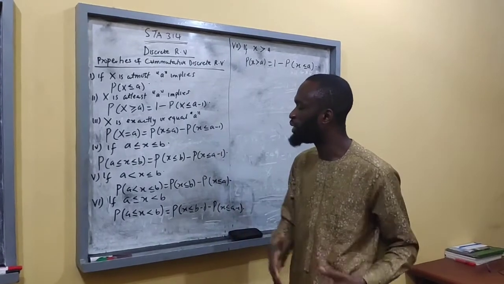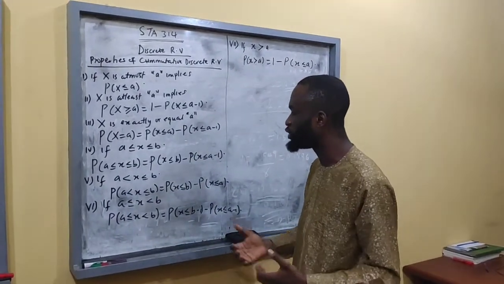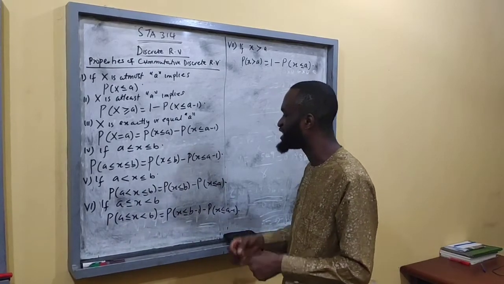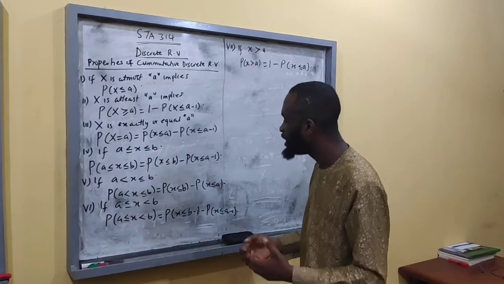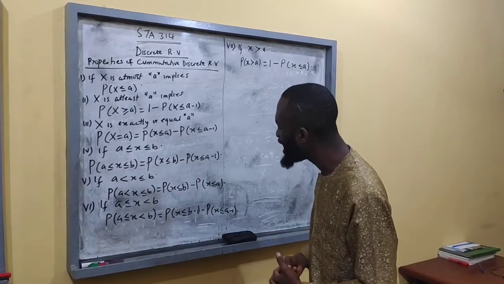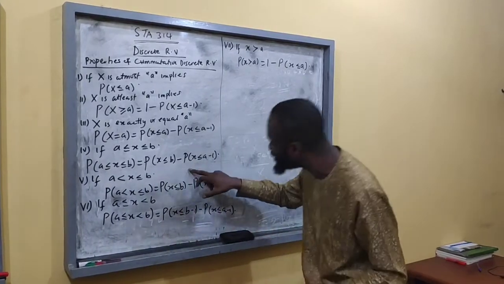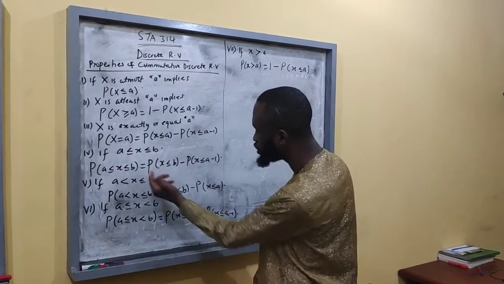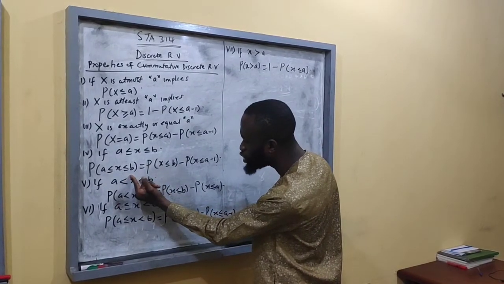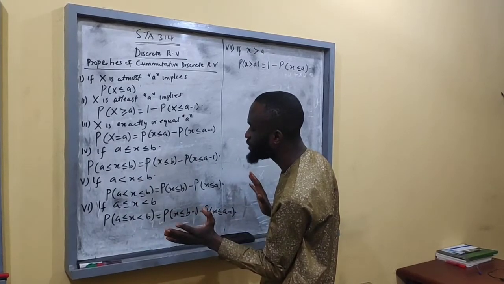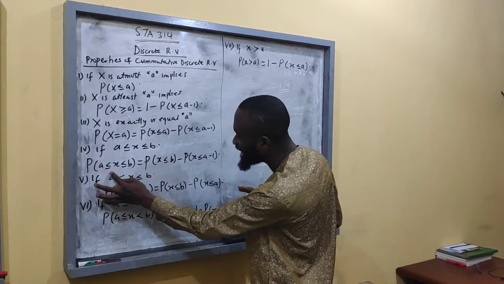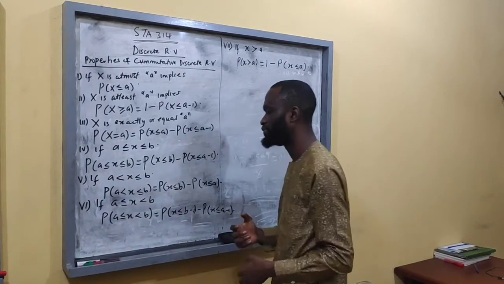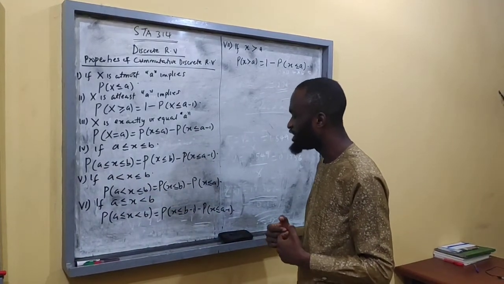What if you have two bounds, the upper bound and the lower bound? Then what are you going to have? If a is less than or equal to x and the same x is less than or equal to b, then it is the same thing as saying the probability of x less than or equal to b minus the probability of x less than or equal to a minus 1. Please watch out: if your upper bound is less than or equal to b, you leave it like that, but because a is less than or equal to x, you need to subtract 1 from this a. That is how you will get the probability.